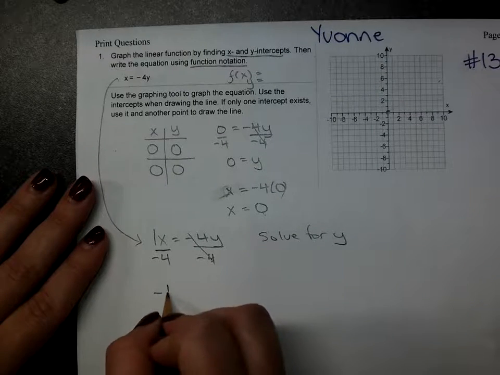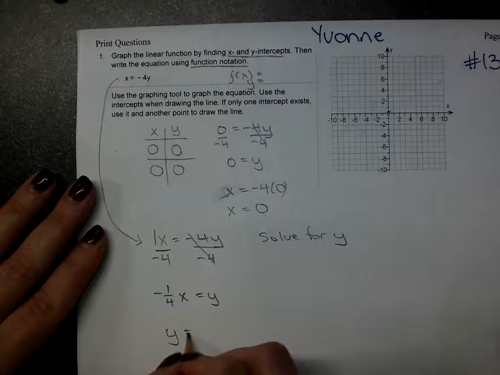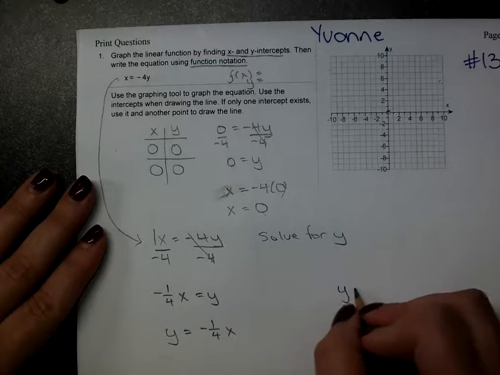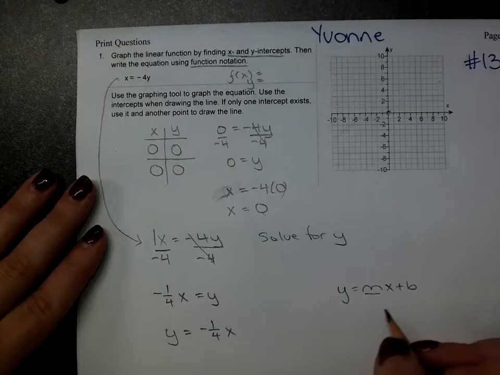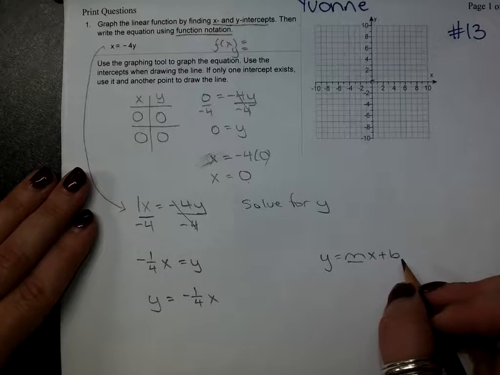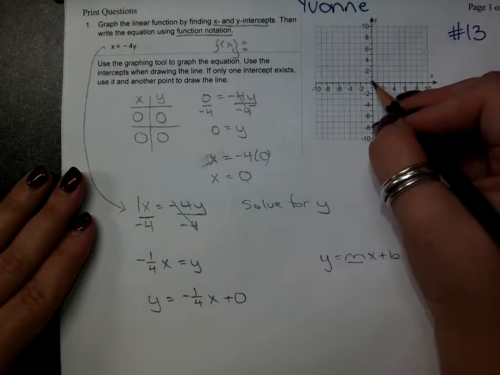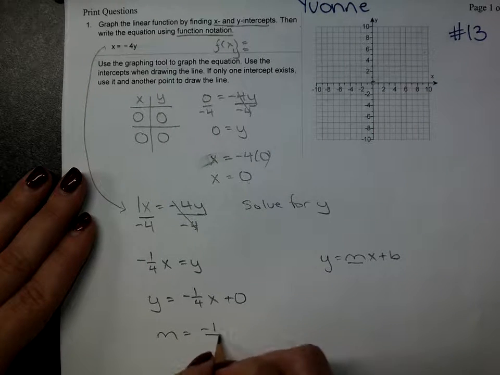So I'm going to have negative 1/4 x equals y, or a better way to write it, y equals negative 1/4 x. So we're putting this into slope-intercept form. So the number in front of x is my slope, and the number being added or subtracted is my intercept. So plus 0. We already know it's 0 because it goes through 0, 0.